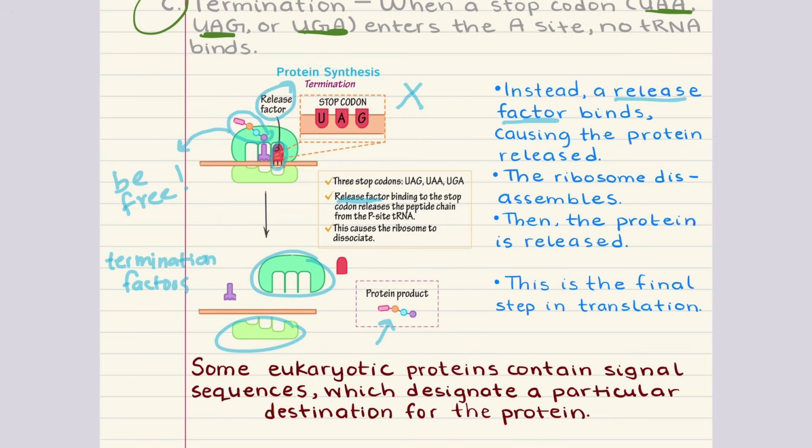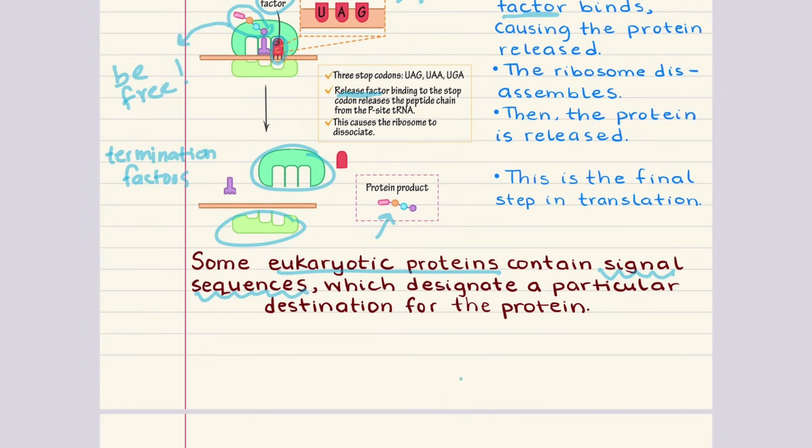One final note here. Many eukaryotic proteins have special regions called signal sequences. These are short peptide tags that direct the protein to its proper location in the cell. We're going to come back to this idea a little bit later, but keep that in mind.